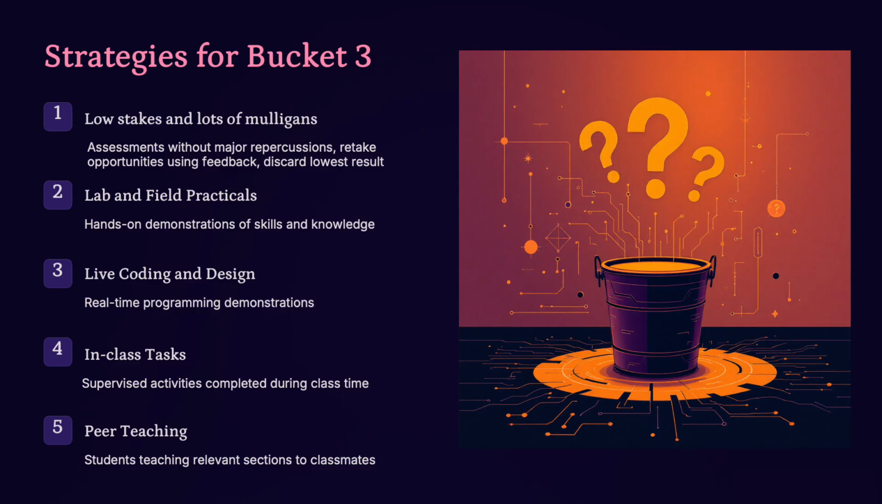There are all manner of activities that can be done in class that can also ensure that AI is not used. Laboratory and field practicals, getting students to do live coding and design and other activities, various in-class tasks and oral assessments, and giving students an opportunity to take on the role of teacher to demonstrate their expertise on an issue.